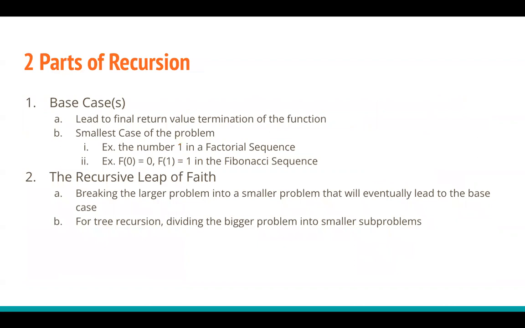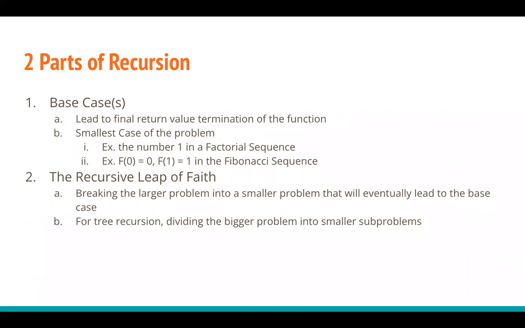So let's look at the structure of a recursive function. A recursive function has 2 parts. The first part is the base case. The base case leads to the final return value, and it's when the function terminates. It's the smallest case of the problem.